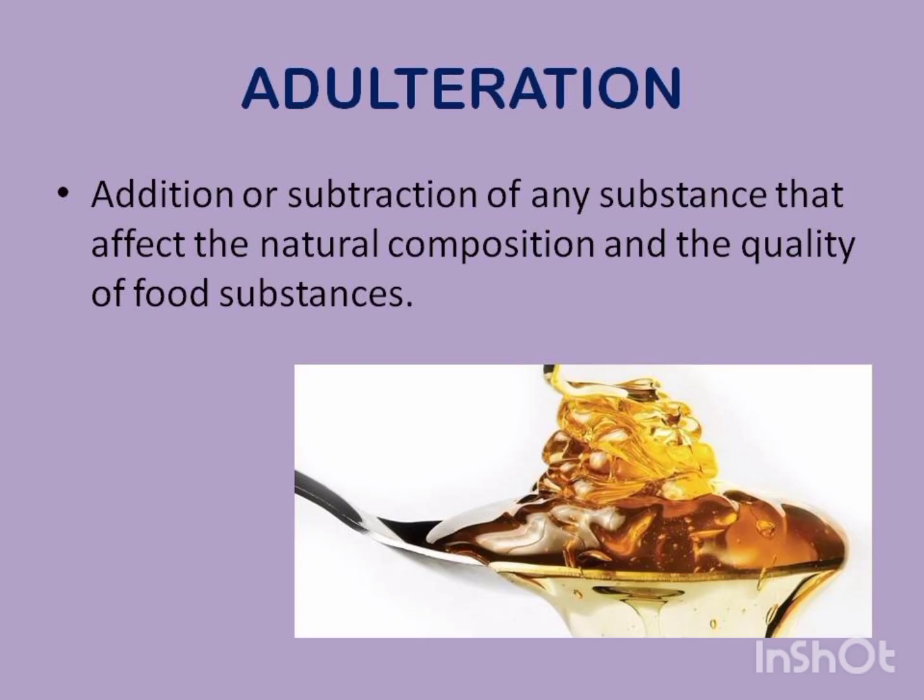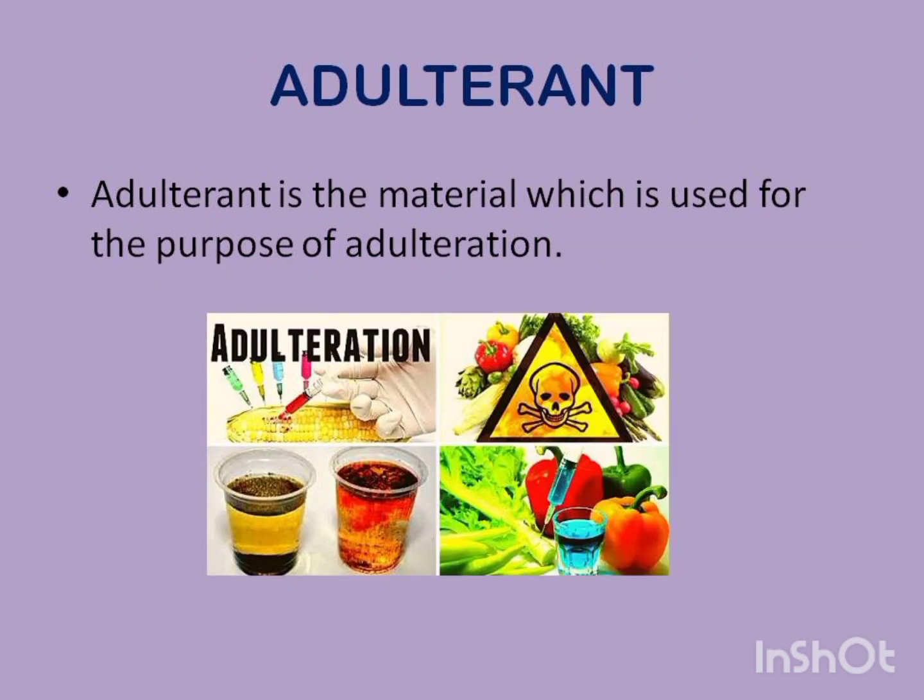Actually, first we have to know what adulteration is. Every food substance has a certain natural composition. So, if that composition is affected, it is called adulteration. The quality of that food substance will change. Some substances will be added or some substances will be subtracted from the natural food substance, and it undergoes a process called adulteration. Okay, fine, adulteration is okay.